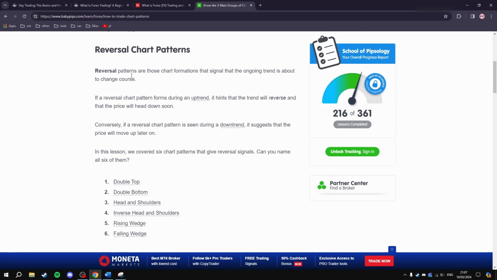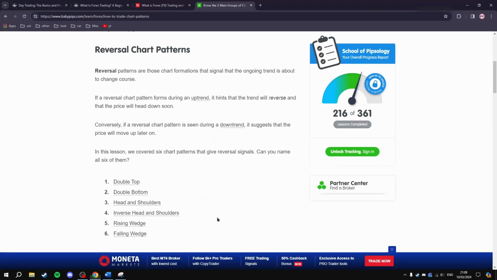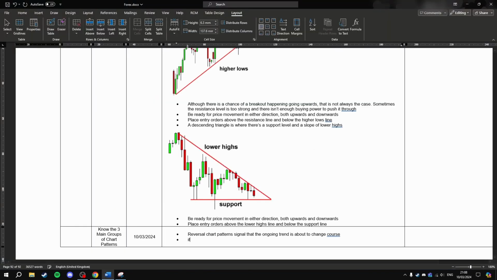Reversal chart patterns. Reversal patterns are those chart formations that signal the ongoing trend is about to change course. If a reversal chart pattern forms during an uptrend, it hints that the trend will reverse and the price will head down soon. Conversely, if a reversal chart pattern is seen during a downtrend, it suggests that the price will move up later on.